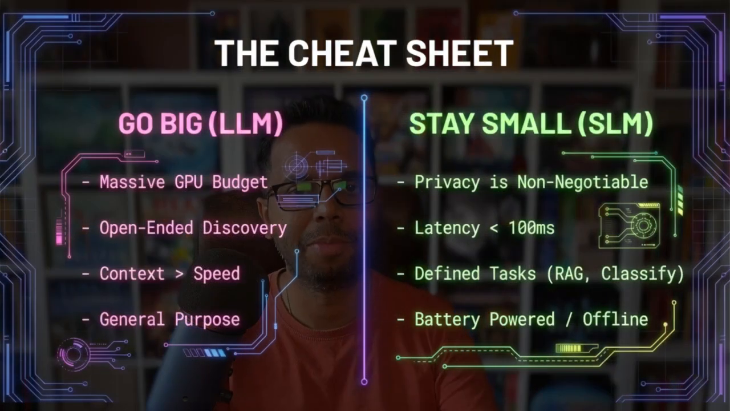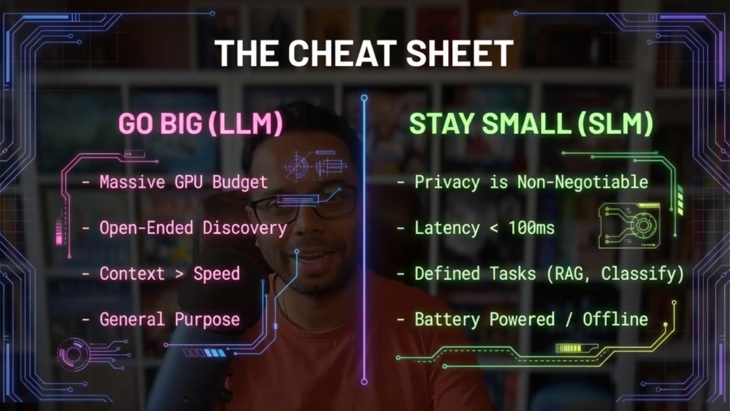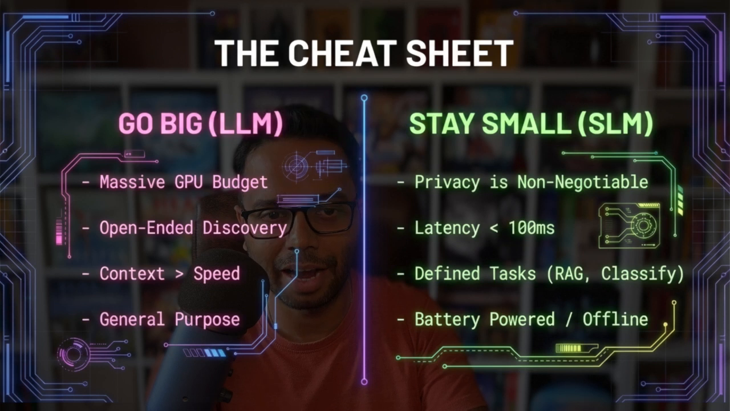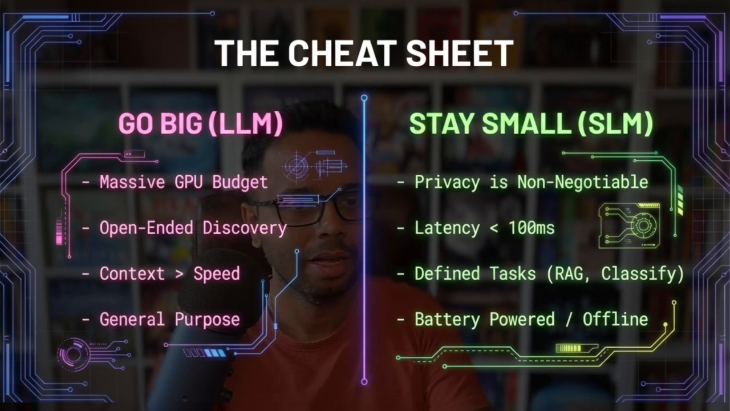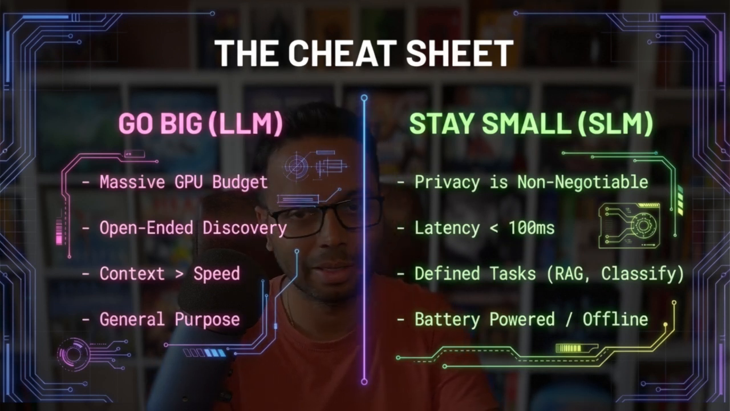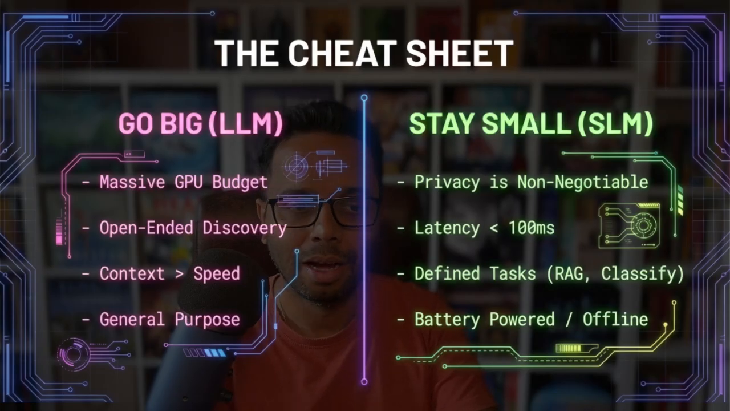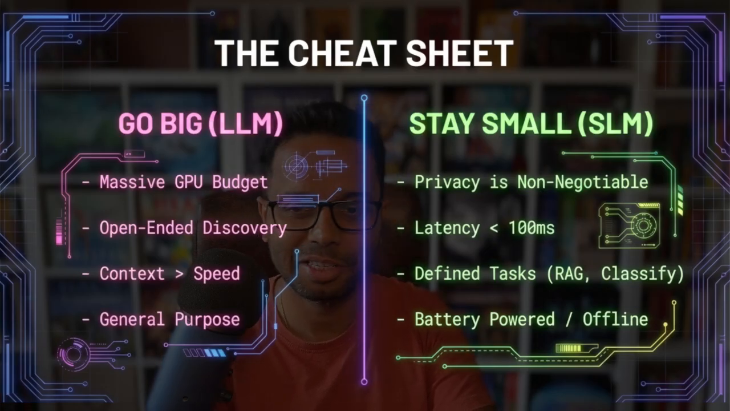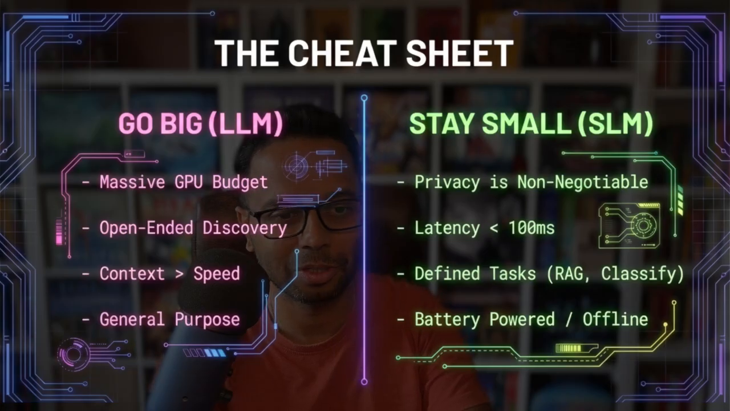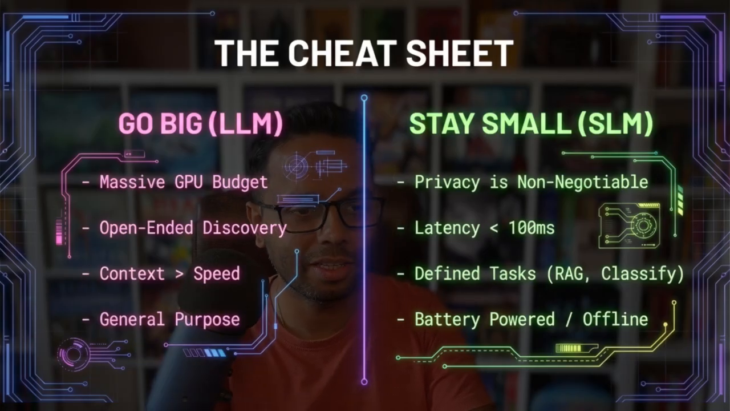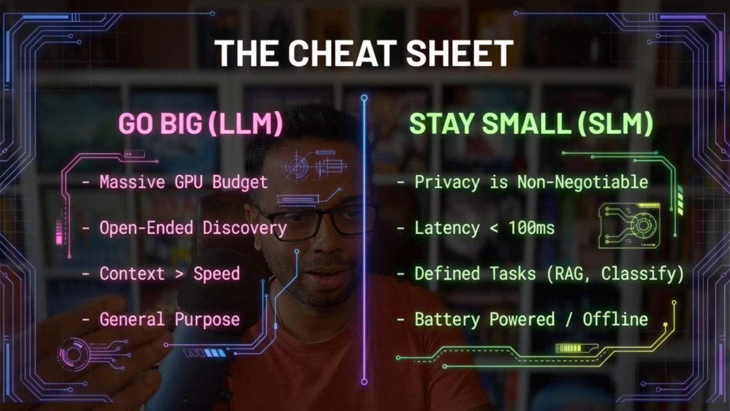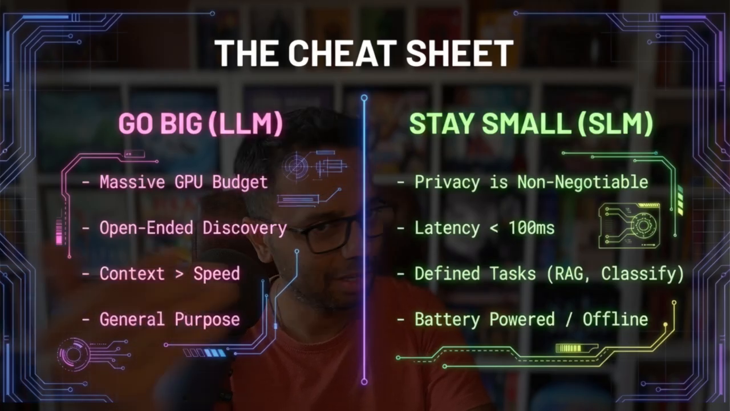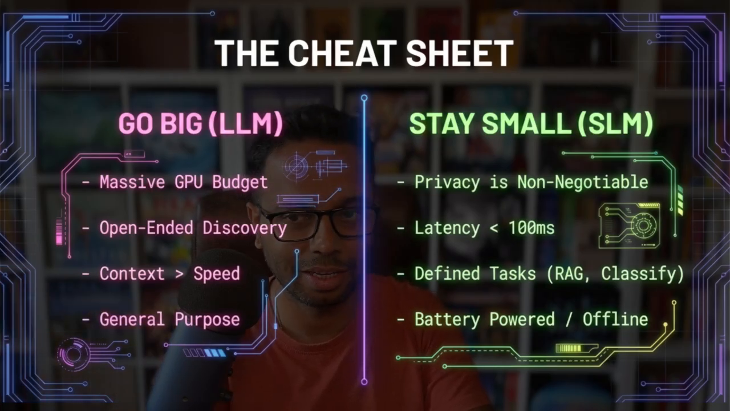And if I just want to present you a cheat sheet again with when to go big and when to stay small: when you have a massive GPU budget and your complexity is higher for your use cases, you go for LLMs. When your privacy is non-negotiable, most of the time you go for SLMs. When you need open-ended discovery, use cases like drug discovery or something like that, definitely you have to use LLMs. But when you need latency of less than 100 milliseconds, obviously you have to go for small language models. In use cases where context matters more than speed, you go for large language models. But when it is not the case, then you go for SLMs.